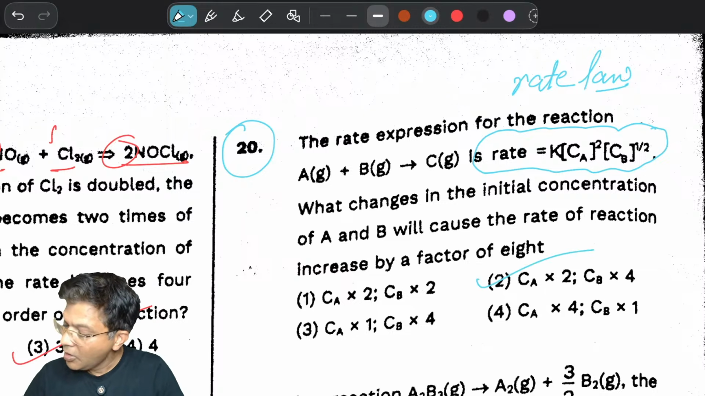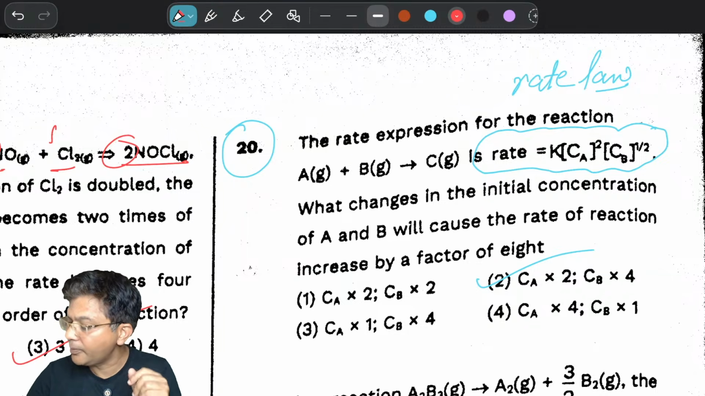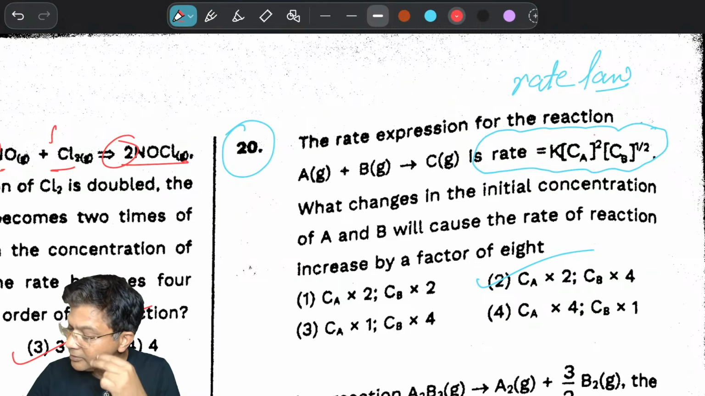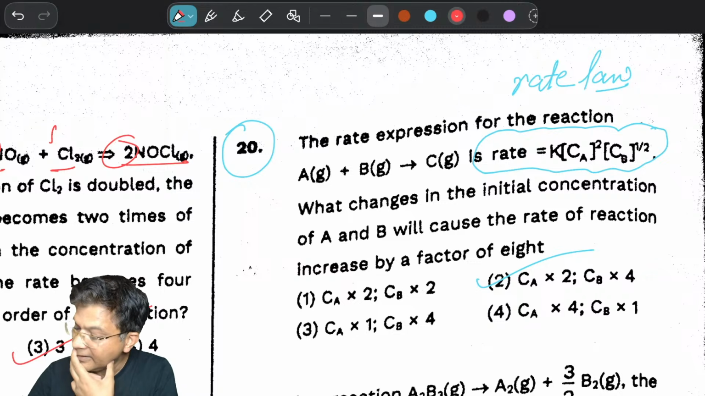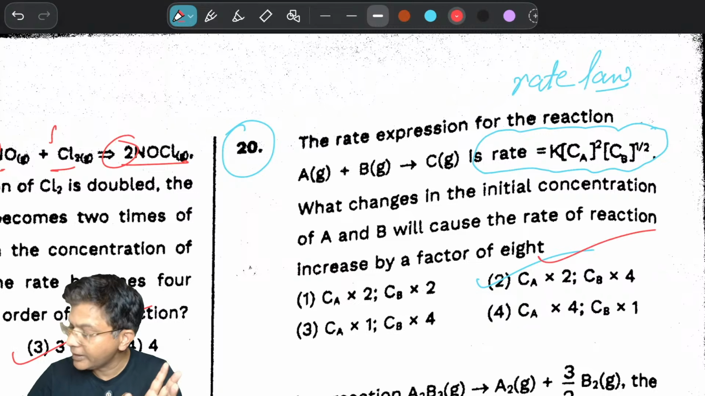Now, what are they writing? What change in the initial concentration of A and B will cause the rate of reaction to increase by a factor of 8? Factor of 8 means if we double the concentration of both, doubling gives 2 to the power 2. If I double the concentration of A, the rate will become 4 times, and 4 times of this, 4 to the power 1 by 2, gives 8. So second is the correct answer.